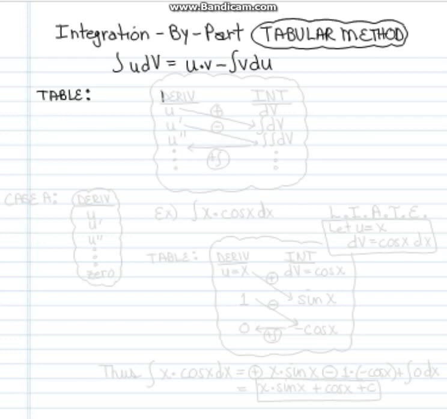and you're going to have two columns. This one is the derivative column, this one is the integral column. In the derivative column, you list the value that you chose to be u, and in the integral column, you list the value you choose to be dv. On the next line, you calculate u prime, and here you calculate the integral of dv. On the next line, you calculate u double prime, and over here, the integral again.